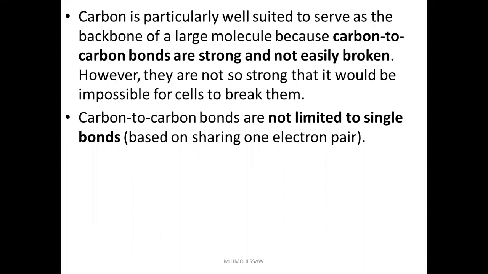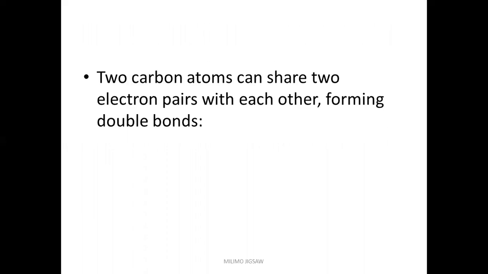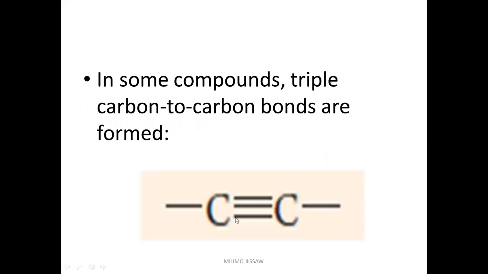Carbon is able to form other types of bonds. It is able to form double bonds, in which 2 electron pairs are shared. This is just showing a double bond between 2 carbon atoms. So we have double bonds. Carbon is also able to form triple bonds.